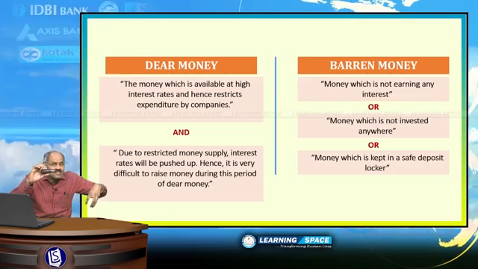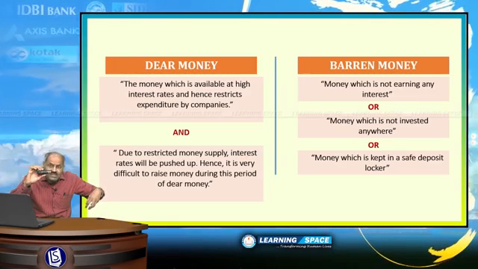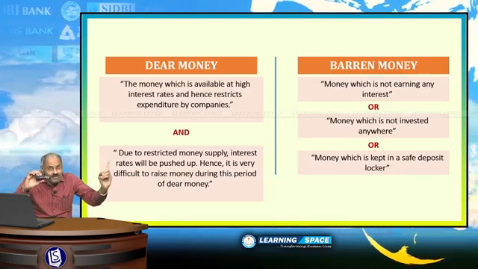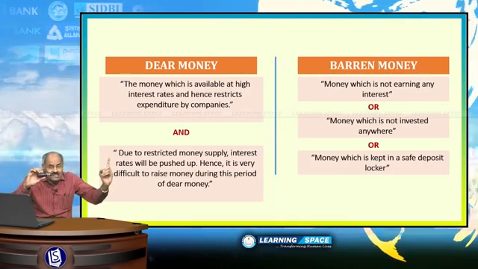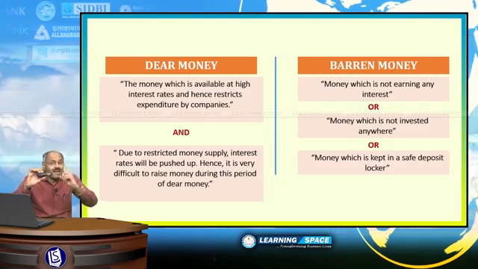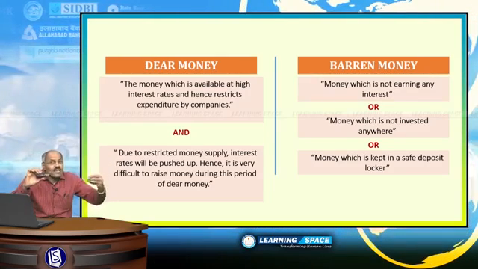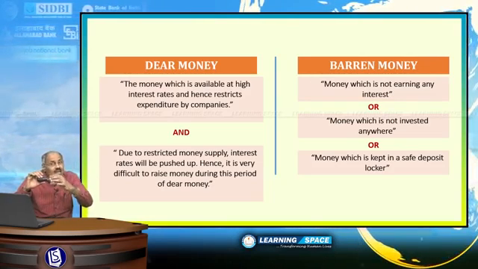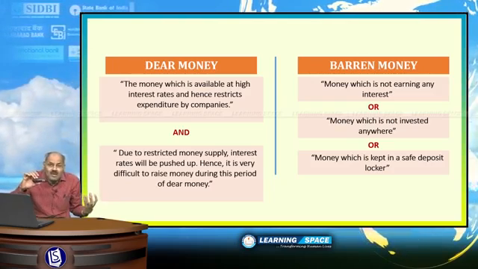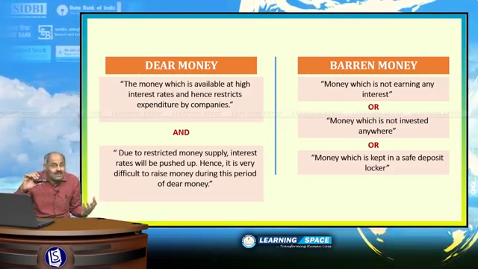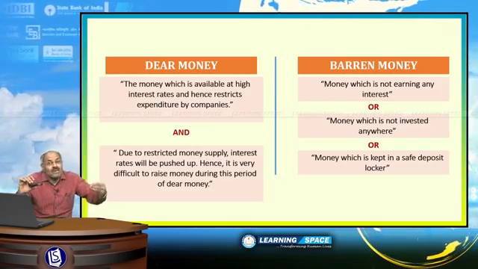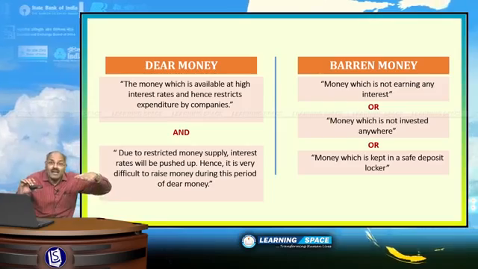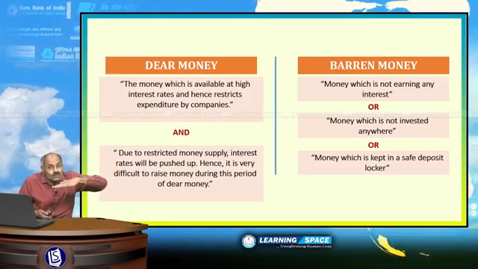If the cost of this is 1000 rupees, because of 10% inflation, this will cost 1100 after 1 year. If I have 1000 rupees, I can purchase this item today, and if I keep 1000 rupees in almirah and want to purchase after 1 year, I cannot purchase because of inflation. So, because of inflation, barren money loses its value.